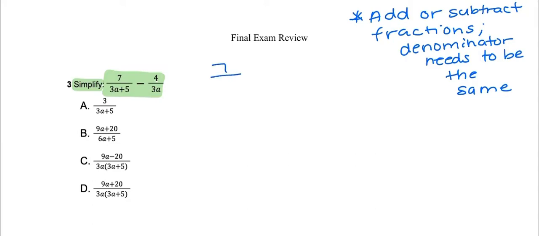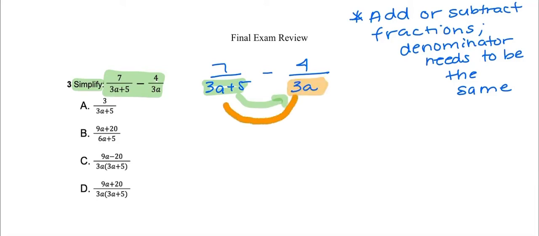So you're going to get the first fraction, 7 divided by 3a plus 5, minus 4 divided by 3a. So now you need to get these denominators to be the same. All you do is get the first denominator and multiply it times the second one, and vice versa. You get the second denominator and multiply it times the first one. So in reality, all you're going to do is get the 3a and multiply it by the 3a plus 5, and then get the 3a and multiply that by the 3a plus 5.